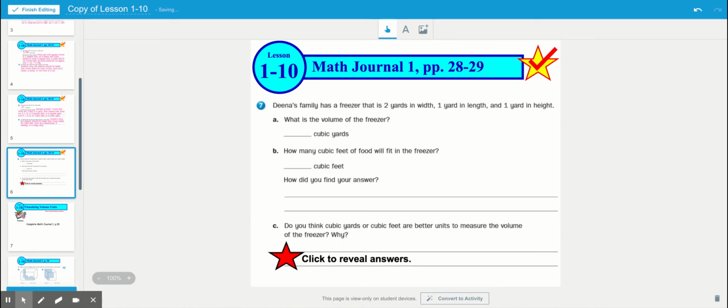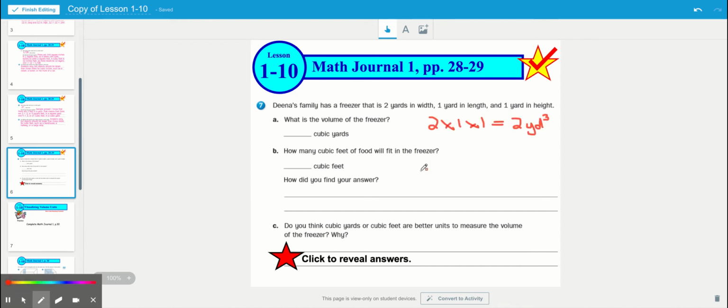So using the information we've been practicing with, we're looking at number 7. It says Dina's family has a freezer that is 2 yards in width, 1 yard in length, and 1 yard in height. What's the volume of the freezer? And we want to find the volume of the freezer 2 different ways. They're asking us, what's the volume in cubic yards? And then also taking that and telling us, what's the volume in cubic feet? And also thinking, do you think cubic yards or cubic feet are better units to measure the volume of this freezer? Why? So let's pause and do 7A, okay? Just do 7A, pause your video, and then come back.